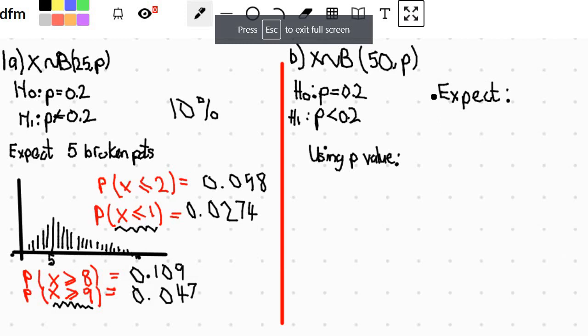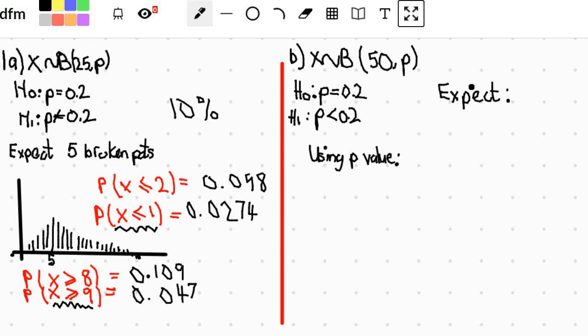Okay, so I've started it off for you over here. So I've now increased my batch size to 50, and this was the null hypothesis. P remains as 0.2. Remember, X represents the number of broken pots in a batch, and we want to see if the number of broken pots has been reduced. So P less than 0.2 is my alternative hypothesis. Okay, so it's definitely one-tailed this time.